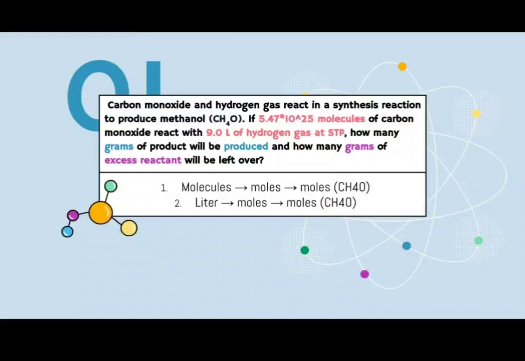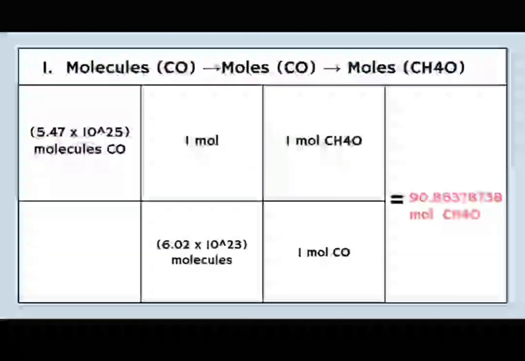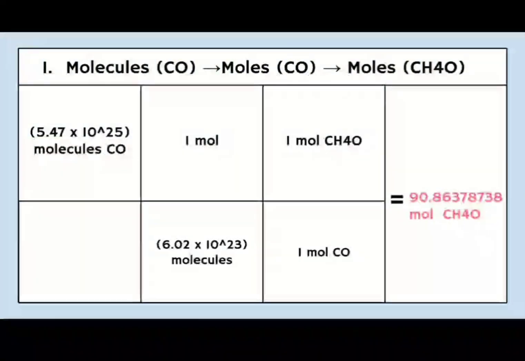So starting with our first reactant, carbon monoxide, we have 5.47 times 10 to the 25th power molecules, which will be converted to the moles of carbon monoxide, to moles of methanol. And then the next one will be the reactant of hydrogen gas, 9.0 liters. That will be converted to the moles of hydrogen gas, to the moles of methanol. And this is just the process in which the conversion happens and how it's set up.